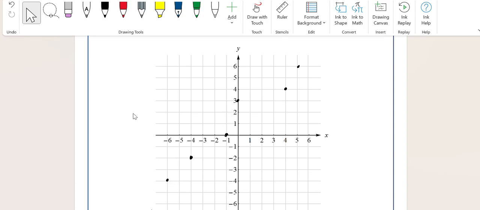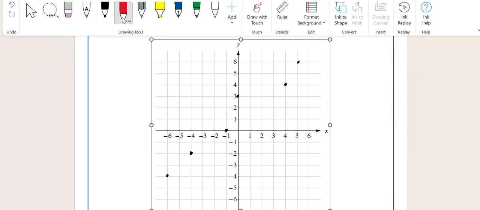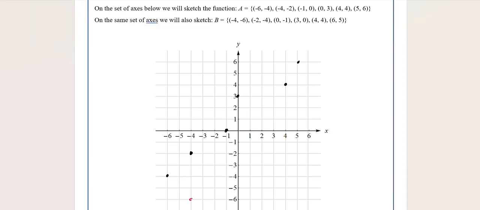So I should have -4, -6. So down at -4 and -6, I've got mine still doing the painful stuff. -4, -6 is just going to be down here. And then I've got -2, -4, which is going to be down here. 0 and -1, which would just be down here. 3, 0, which would be out here. 4, 4, so same point as the one up there, and then 6, 5 is going to sit out here. Okay, so far so good with the pen.